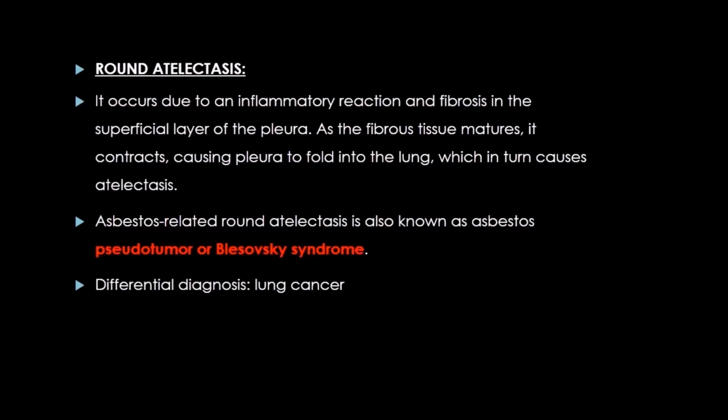The next manifestation is round atelectasis. It occurs due to an inflammatory reaction and fibrosis in the superficial layer of the pleura. As the fibrous tissue matures, it contracts, causing the pleura to fold into the lung, which in turn causes atelectasis. Asbestos-related round atelectasis is also known as Blesovsky's syndrome or a pseudotumor. The major differential diagnosis for round atelectasis includes lung cancer.